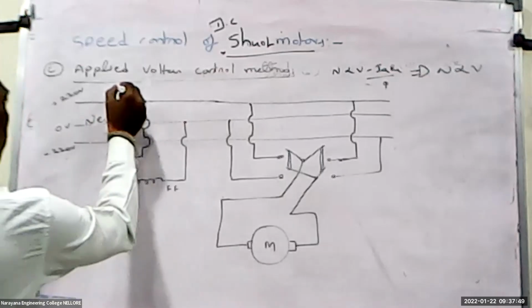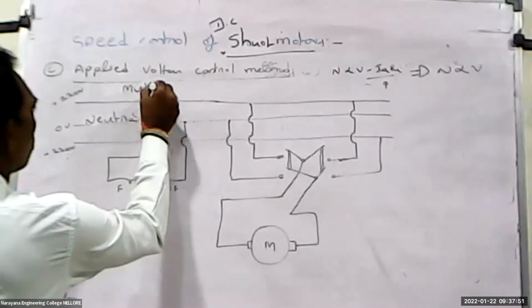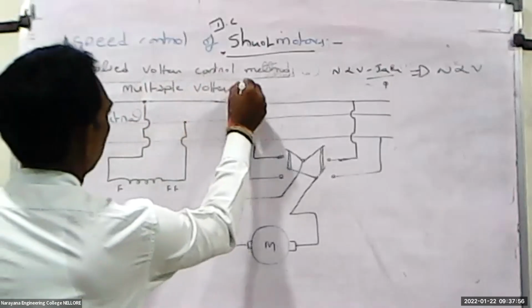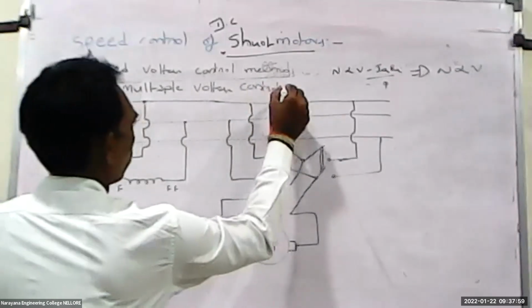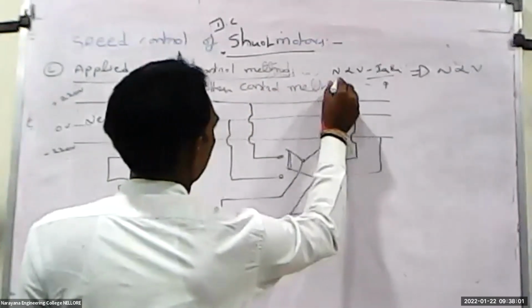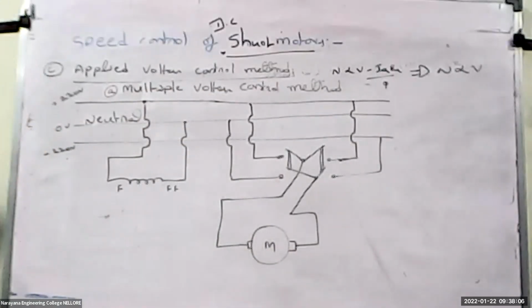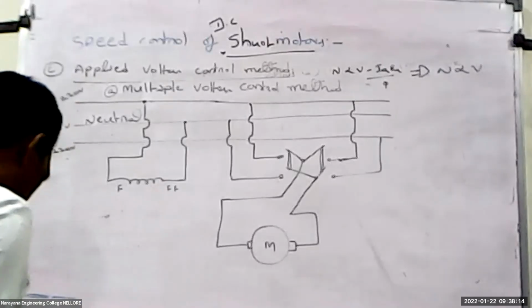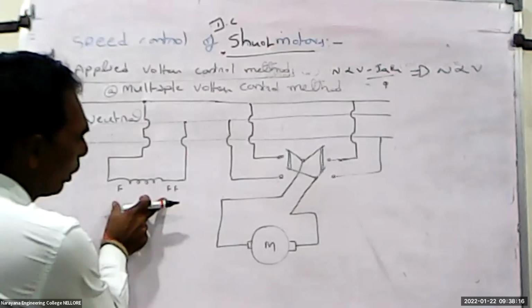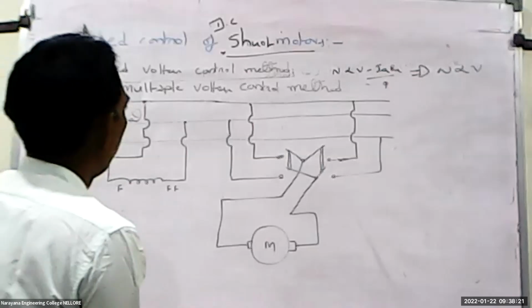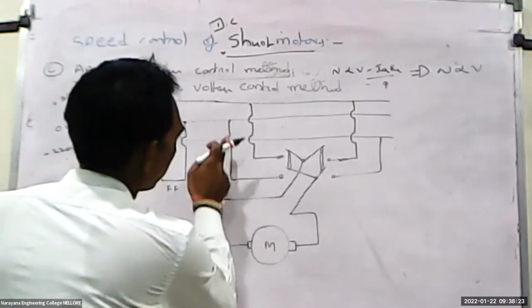So it is also called the multiple voltage control method. Okay, multiple voltage control method. Here, we observe this is the field winding. The field winding is connected in parallel with the motor.